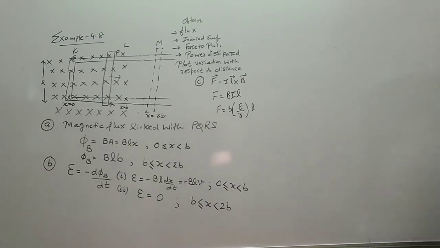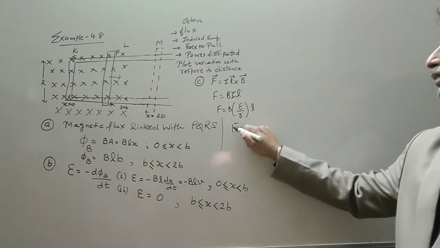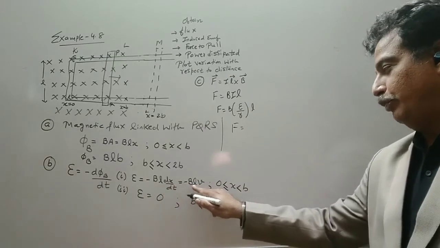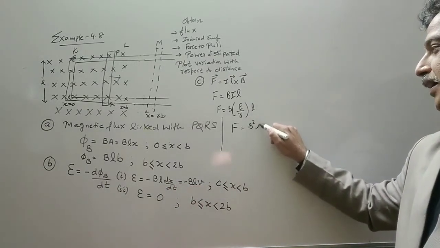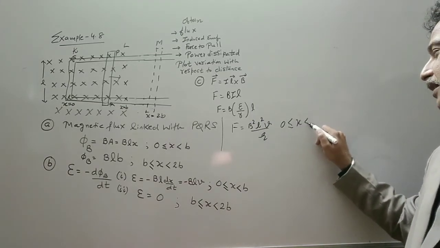Now we have to substitute the value of E, and if we consider only the magnitude, that is equal to BLV for X less than B, and from B to 2B again the EMF induced is 0. So the force acting is also 0. So this is the magnitude of force. So F is equal to BIL, that is BLV, so B square L square V upon R for 0 less than X less than B.